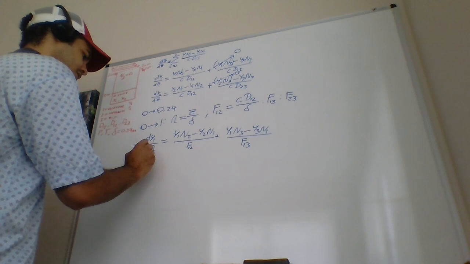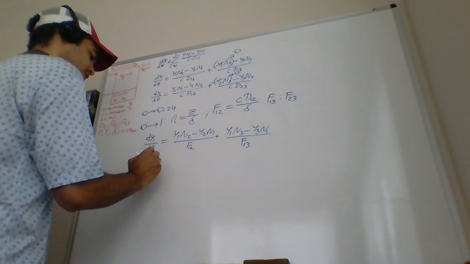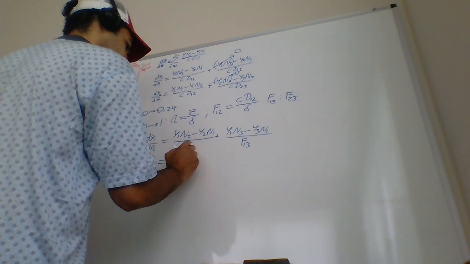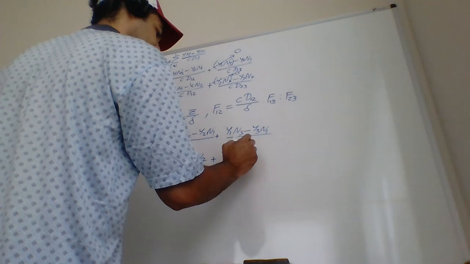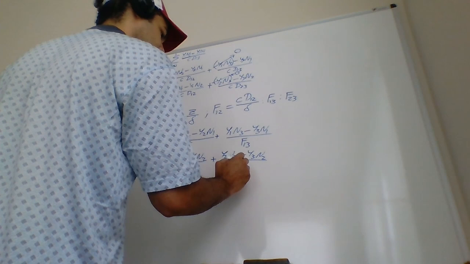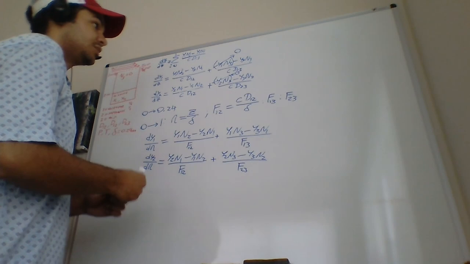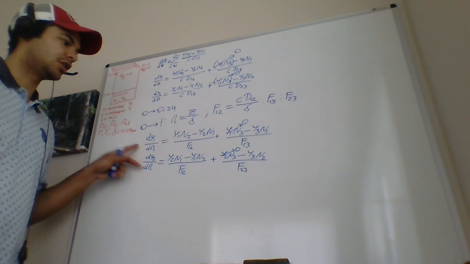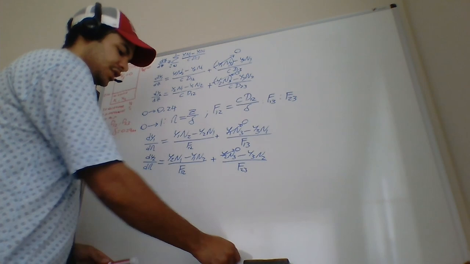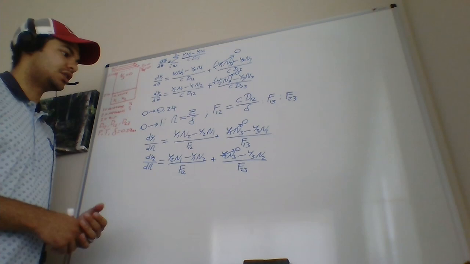And then for methanol we do the same thing, dy2 over d eta is equal to y2 n1 minus y1 n2 over f1 to 2 plus y2 n3 minus y3 n2 over f2 to 3. Now, like we said before, these terms go to 0. Now, these are the two systems of equations that we will be using in our code to solve for the molar fraction gradient.